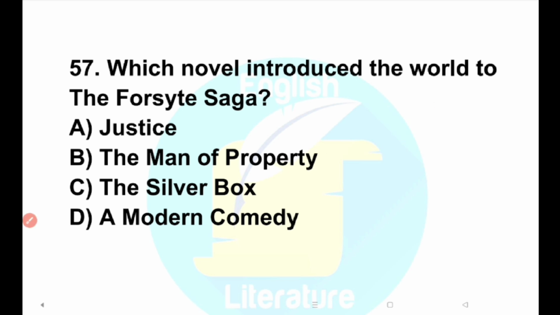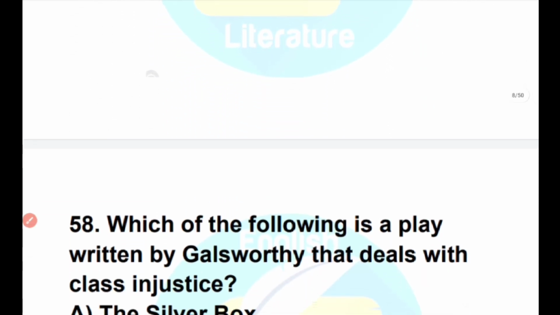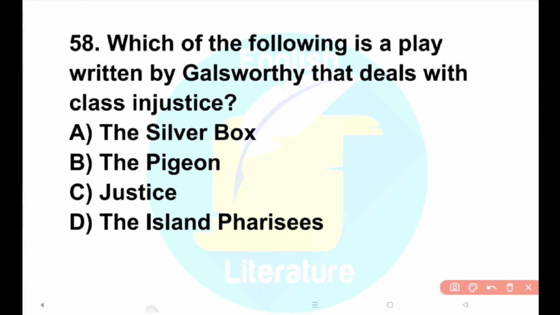Next, which of the following is a play written by Galsworthy that deals with class injustice? Option A, The Silver Box, 1906. Galsworthy's first play explores class injustice by contrasting legal consequences for the rich and poor.